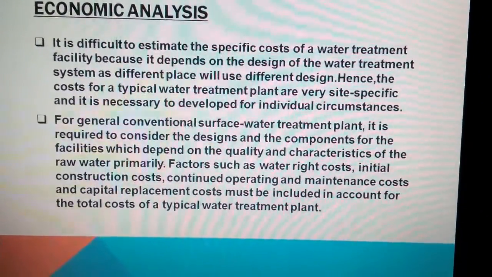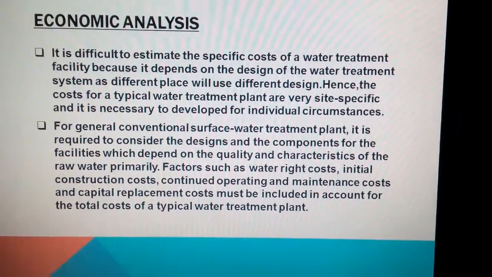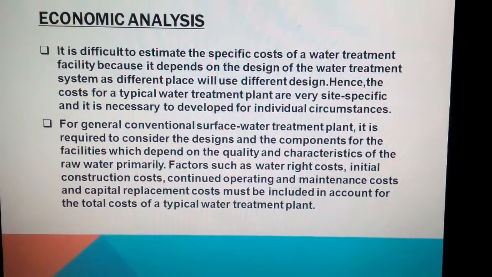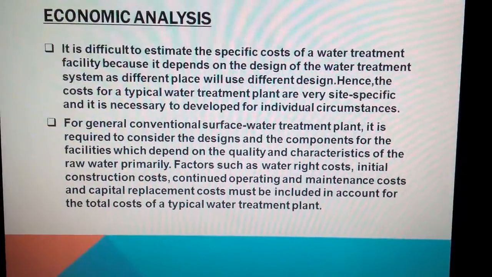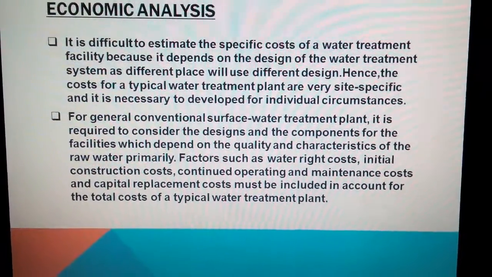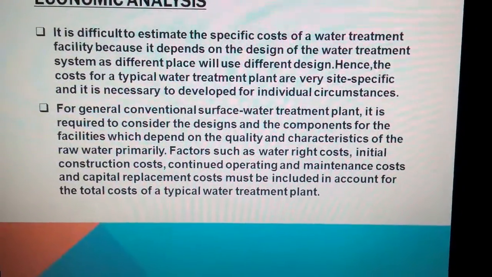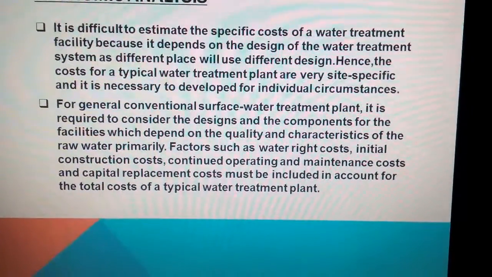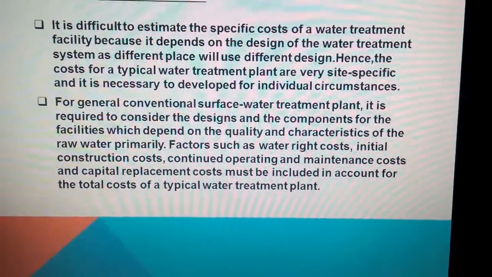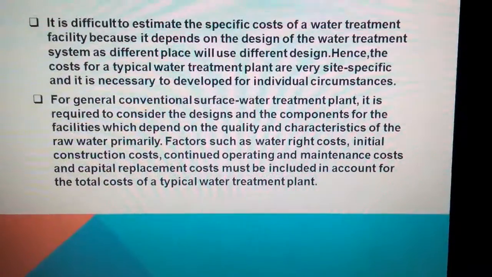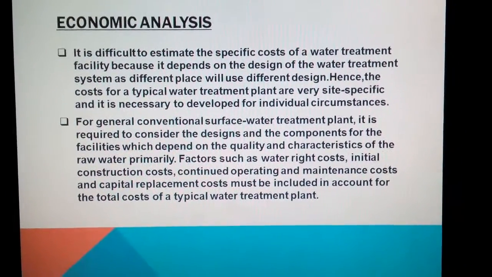For a general conventional surface water treatment plant, it is required to consider the designs and the components for the facilities, which depend primarily on the quality and characteristics of the raw water. Factors such as water right cost, initial construction cost, continued operating and maintenance costs, and capital replacement costs must be included to account for the total cost for a typical water treatment plant.